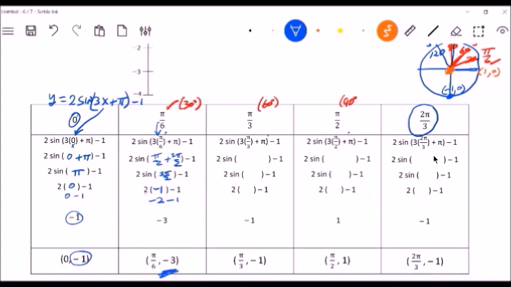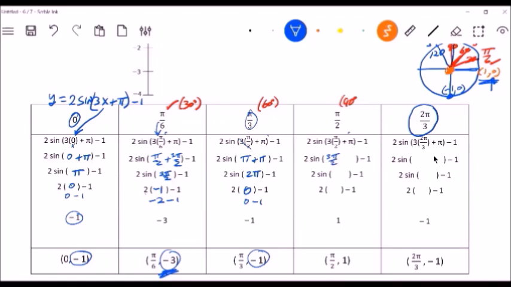Now let's look over at the next one. 3 goes in place of x. The 3's cancel, and I get pi. And 2 pi is back over here. Okay, so with 2 pi, that means the sine of that is 0. And that's 0 minus 1, so we get -1 again. Well, we've gotten -1 and -3 and -1.